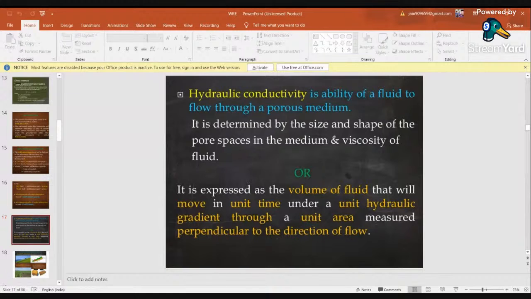Okay. And the next term is hydraulic conductivity. Hydraulic conductivity is the ability of a fluid to flow through a porous medium. That is, it is the phenomenon related with the infiltration, and it defines the ability of water or the fluid to flow through the porous medium. It is determined by the size and shape of the pore space in the media and the viscosity of the fluid.